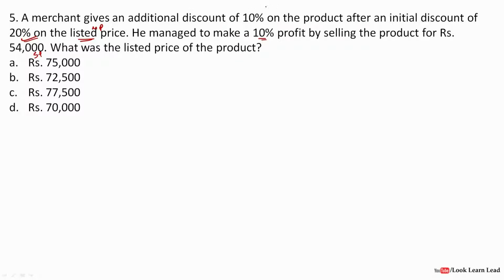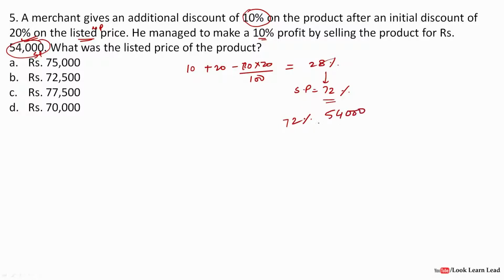We have the selling price, we have the profit, we have the discounts, so we have to find the mark price. So how? First we will calculate the overall discount, that is 10 plus 20 minus 10 into 20 upon 100, it is 30 minus 2, it is 28% is the overall discount. So if 28% is the overall discount, selling price would be 72%. 72% is the selling price and selling price is given as 54,000. So 72% is equal to 54,000.